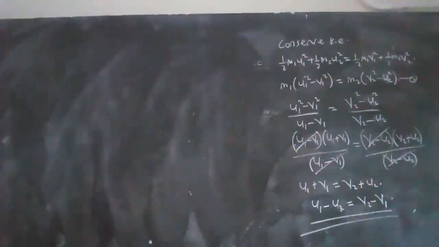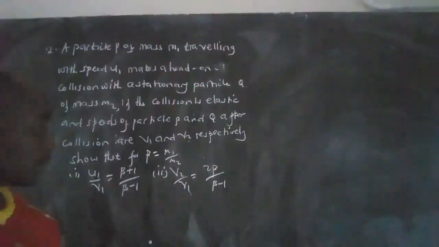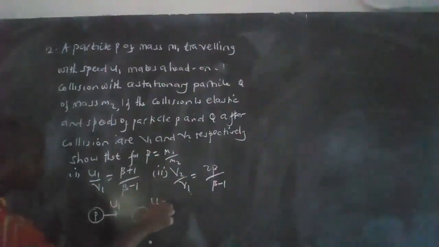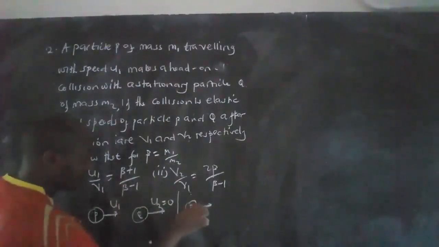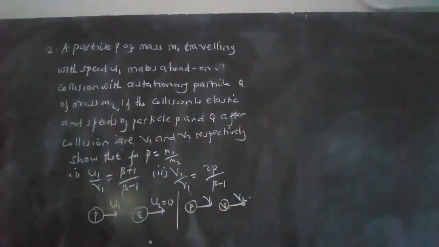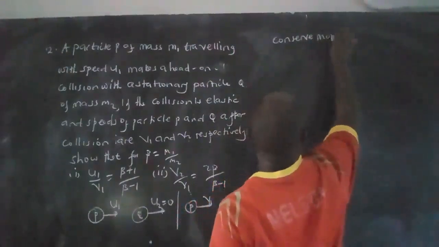I want to look at another one to do with collisions. A particle P of mass m1, number 2. So here we have a particle P moving with the velocity u1, colliding head on with another particle, with u2 equal to 0. After collision, this P moves with v1 and this 2 moves with v2. So we shall now say, one, conserve momentum first.